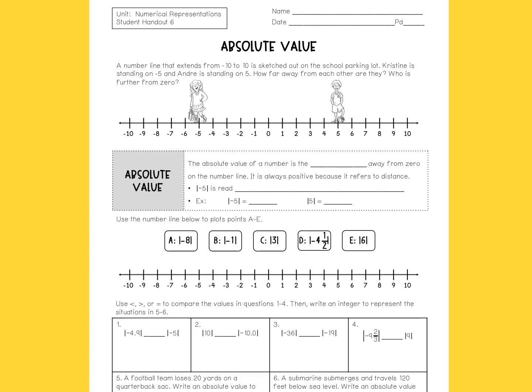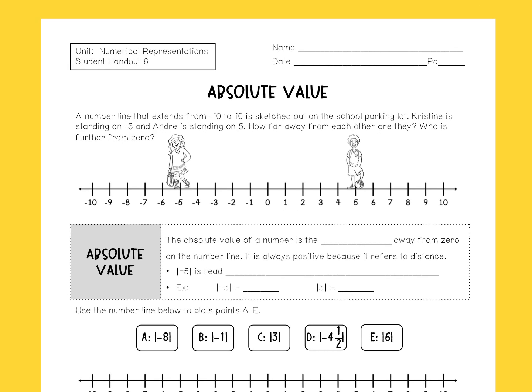Today we are going to be talking about absolute value. So it says a number line that extends from -10 to 10 is sketched out on the school parking lot. Christine is standing on -5 and Andre is standing on 5. How far away from each other are they? Who is further away from 0?